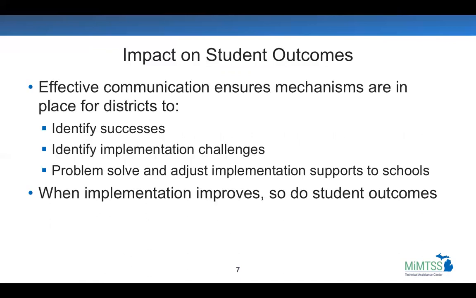In any organization, communication happens. To be effective, useful to the work, and include all appropriate levels, communication must be strategically planned and monitored. Effective communication provides an opportunity for the district and schools to identify successes and implementation challenges and to work together to problem solve and continuously improve supports to schools. And we know effective implementation of MTSS at the school level leads to improved outcomes for students.